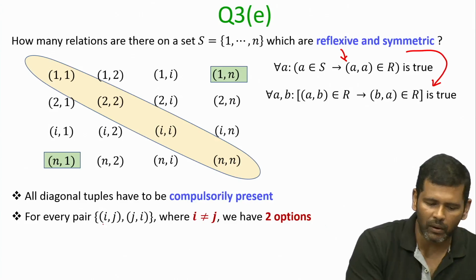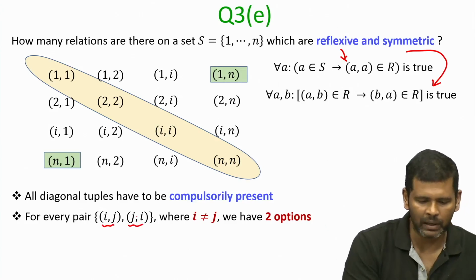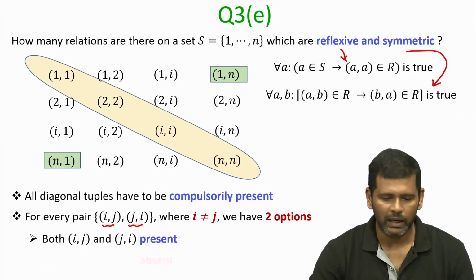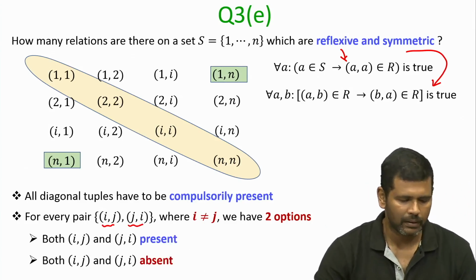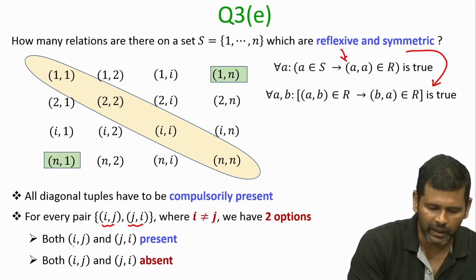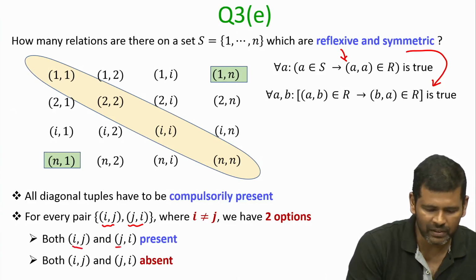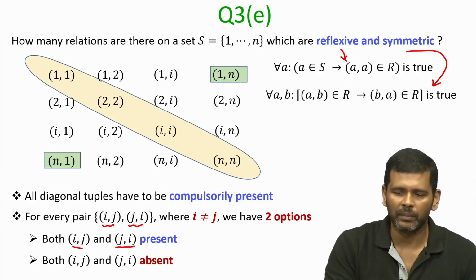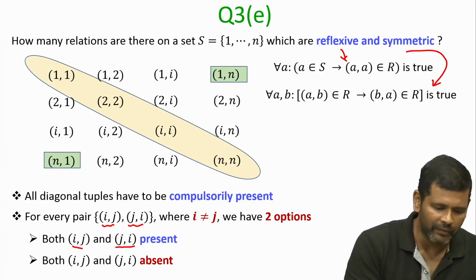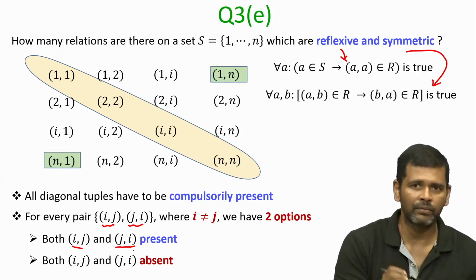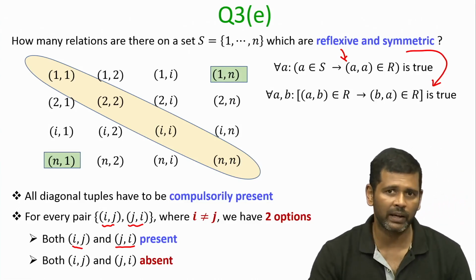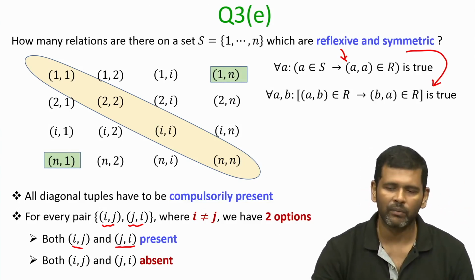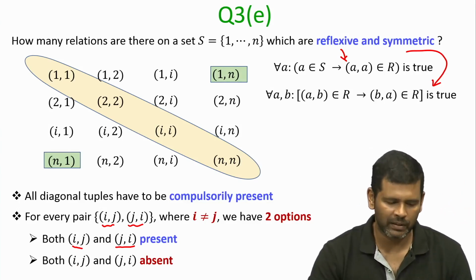So I consider all (I, j) and (j, I) pairs where I and j are different. I have now two possibilities. I can choose to exclude both (I, j) as well as (j, I), and that still satisfies the requirement of a symmetric relation. Or if I decide to include (I, j), then I am forced to include (j, I), because if I include only (I, j) but exclude (j, I), that will violate the requirement of a symmetric relation.